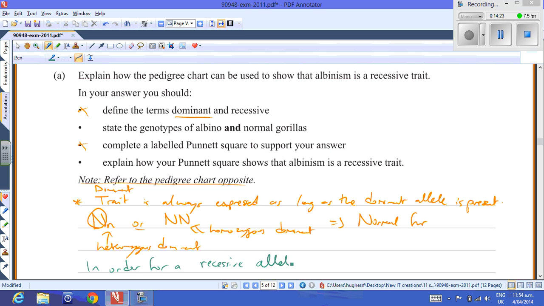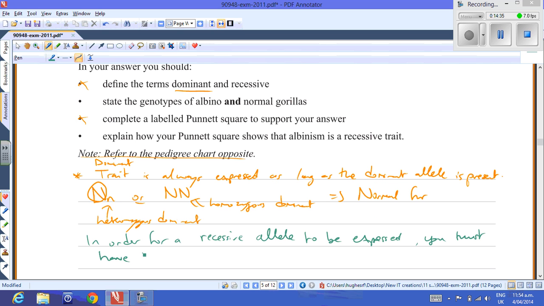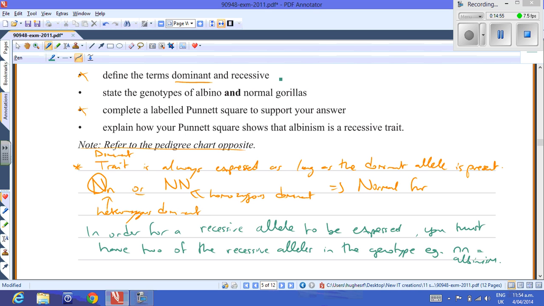Now with recessive, if we were to define recessiveness, in order for a recessive allele to be expressed in the phenotype, you must have 2 of the recessive alleles in the genotype. The exact same concept which we were being assessed on in the first question. So in this case, we're looking for small n, which will give you albinism. So that's what I would use for defining the terms dominant and recessive. They try not to use the term dominant being the strongest feature. So they just want you to talk about expression in this case.